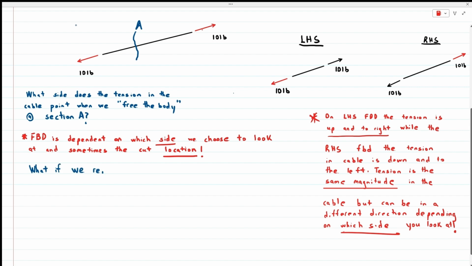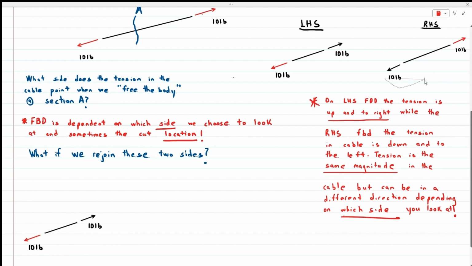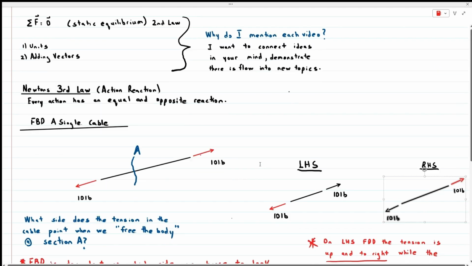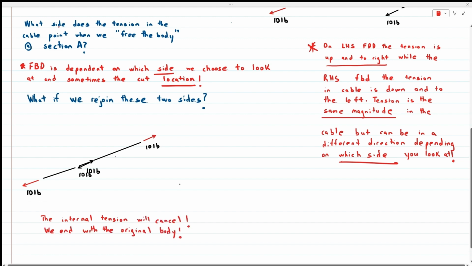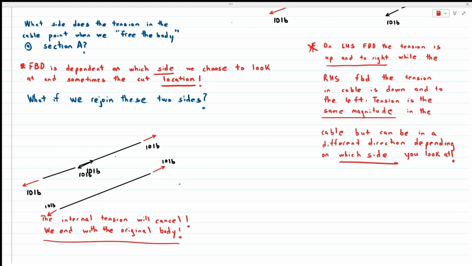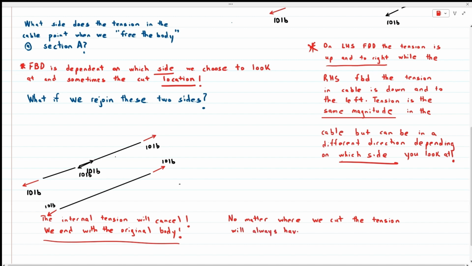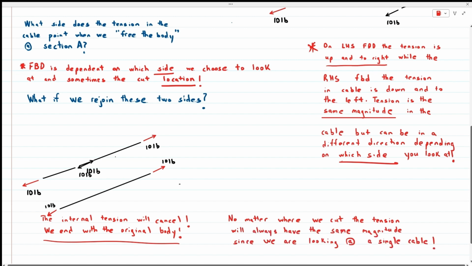Let's say we put these two free body diagrams back together, the left-hand side and the right-hand side. What we're going to get is that the 10 pounds is going to end up canceling at the interface where we cut. And we should end up back with exactly what we started with. You can see those 10 pounds are going to cancel in the center, and we end up back with the original diagram. No matter where we cut, the tension will always have the same magnitude. And of course, that's since we're looking at a single cable. That's an important idea.